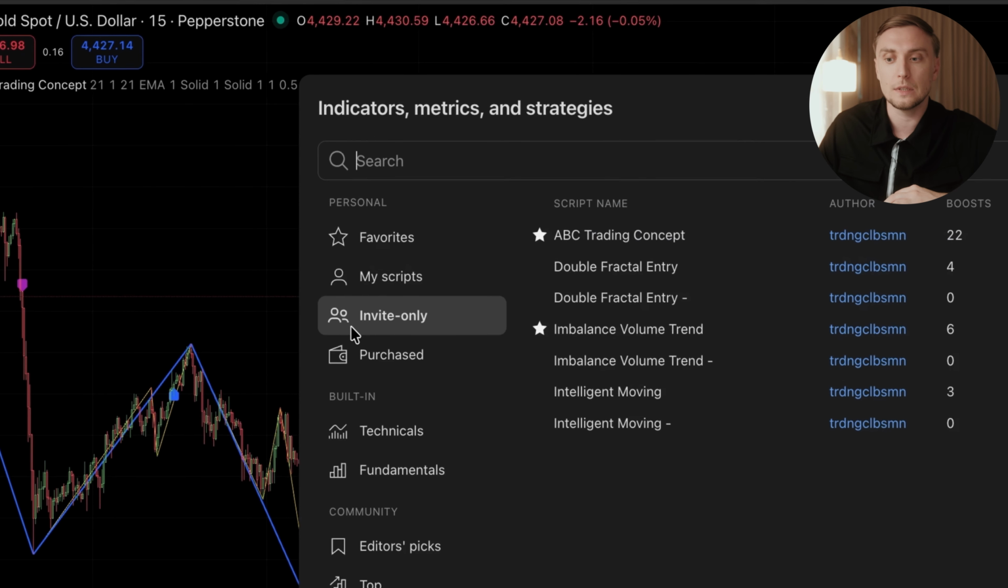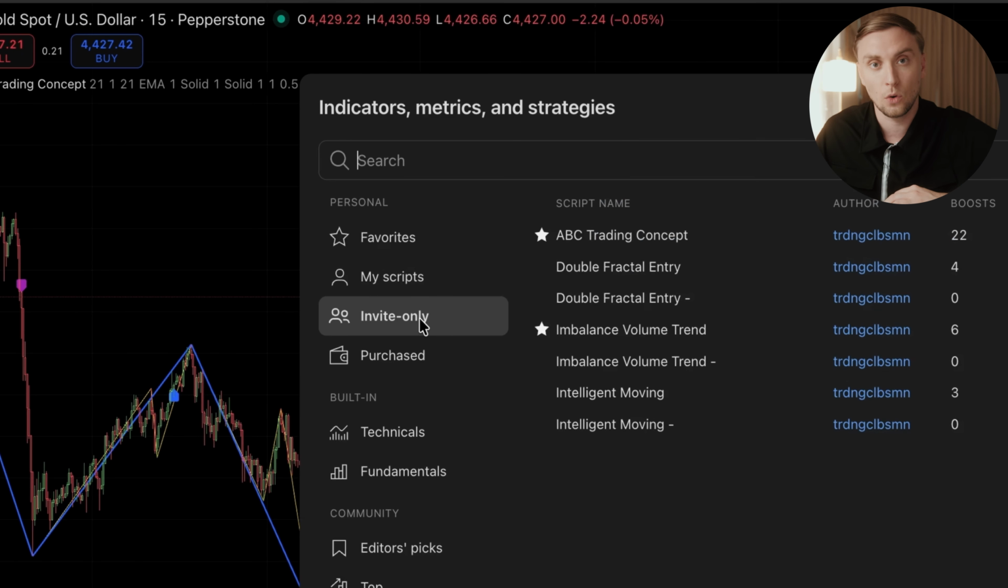If we're talking about TradingView, you will be able to see this indicator in the invite-only section, as this indicator is hidden from everyone.